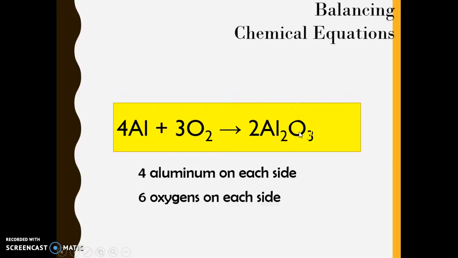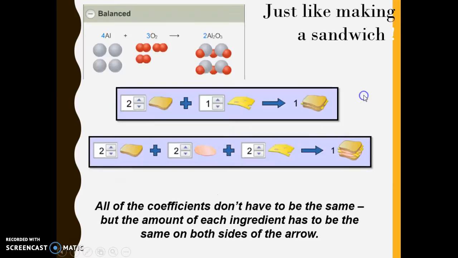And then with this oxygen right here, you have to take this 2 that's out front. It applies to both aluminum and oxygen. So you take this big 2 out front, multiply it by the little 3, and you get 2 times 3 equals 6 oxygens. So there are 6 oxygens on each side. And that's how you know it's balanced, if you have the same number of each type of element on each side. It's kind of just like making a sandwich.